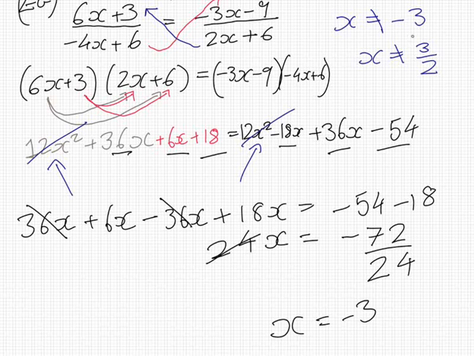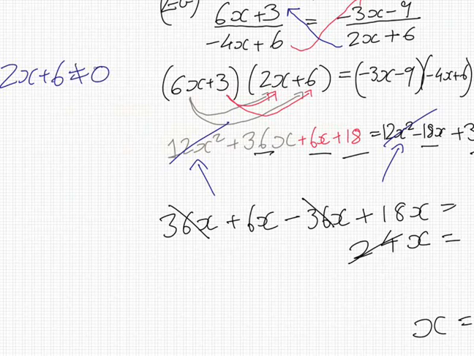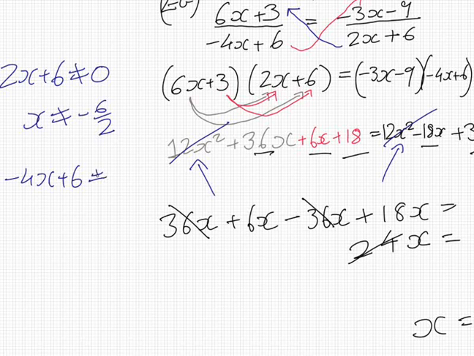How did I get these two here, is it? 2x plus 6 doesn't equal 0. Yeah, 2x plus 6 is not to be 0. Yep. So that means, yeah, x is not minus 6 over 2. And then likewise, minus 4x plus 6 is not to be 0. So x is not, well, the minus will go, so it'll be 6 over 4, or in other words, 3 over 2. Yeah.